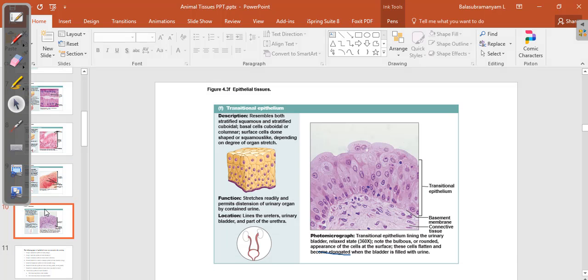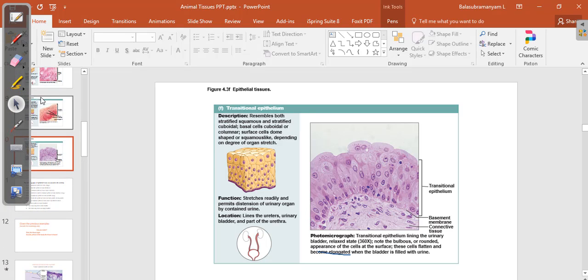And next we have the transitional epithelium. The transitional epithelium is one of the tissues you can see in the ureter or urethra regions of the excretory system, where they have the ability to stretch over, and they have very much importance in the absorption of these substances and allowing the substances to move towards it. So here you can see the basement membrane and then connective tissue, the transitional epithelium. So one of the very important regions of the excretory system.